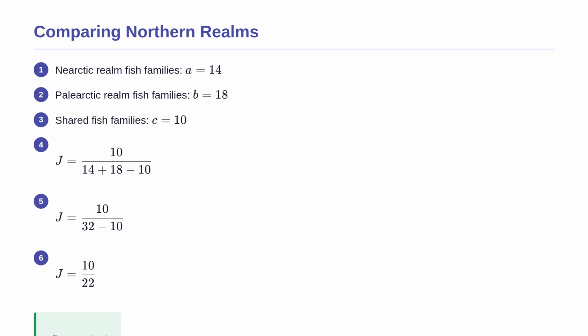We chose the Jacquard index to see how connected these landmasses were. Substituting these values, our numerator is 10. In the denominator, 14 plus 18 is 32, minus 10 gives 22. Dividing 10 by 22 gives a final answer of 0.454. This 45.4% similarity physically means these realms were historically connected, likely by the Bering Land Bridge.